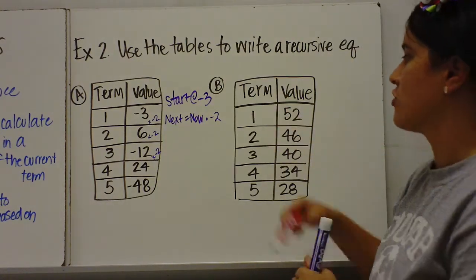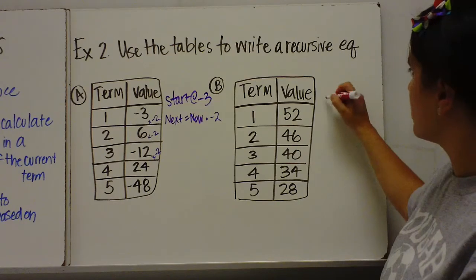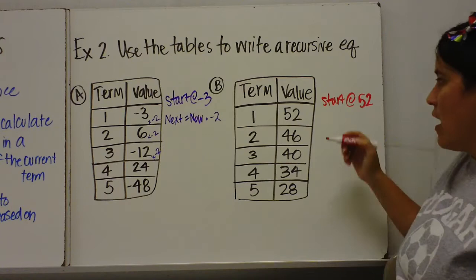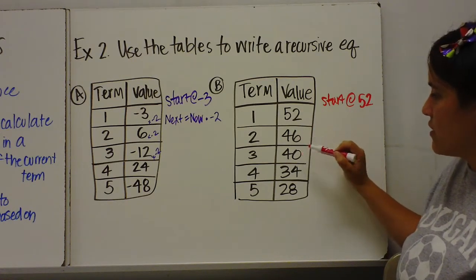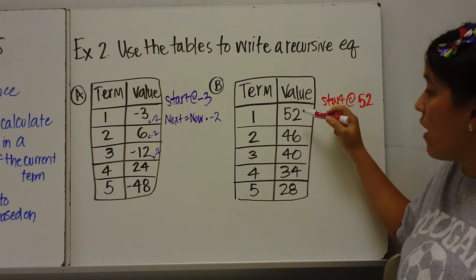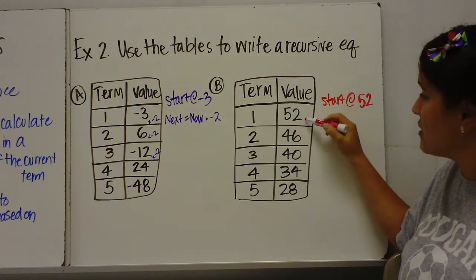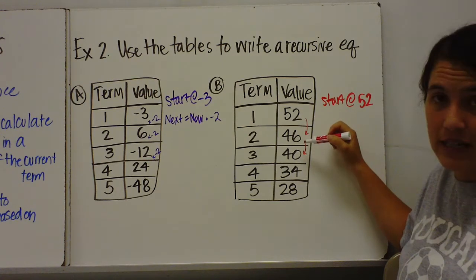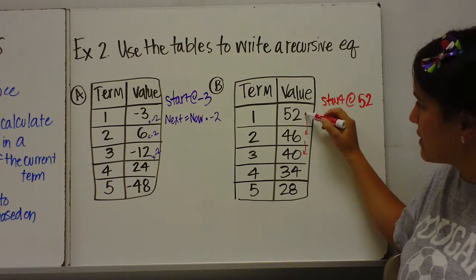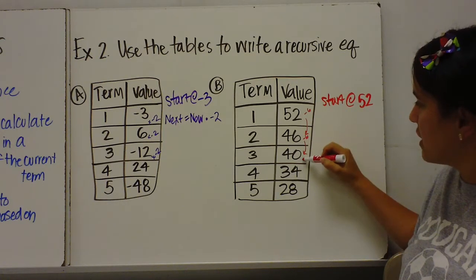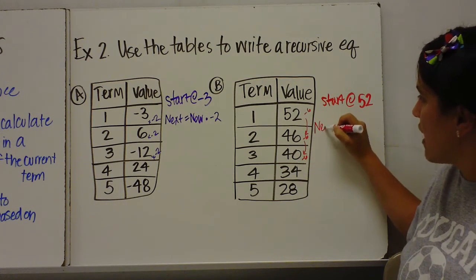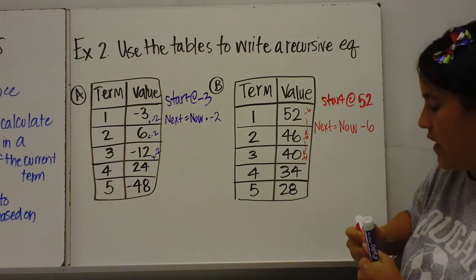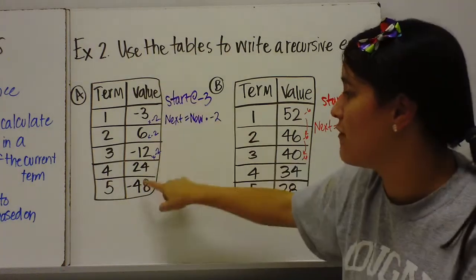All right, example B, our terms and our values. So we're going to start at 52. And from 52 to 46, 46 to 40, can you figure out what's being done, what the pattern is for each term, the current term to the next term? And it's decreasing, so I wonder if it's minus 6. 52 minus 6, minus 6, minus 6, yep. So next equals now minus 6. Again, the toughest part is going to be figuring out that pattern.